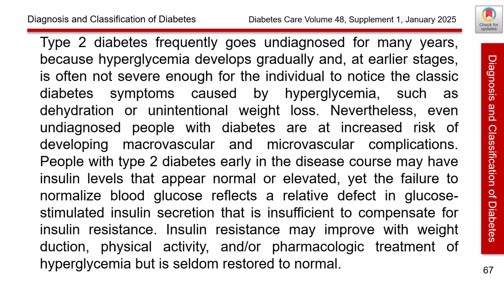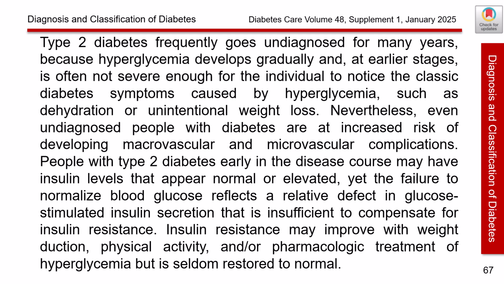Type 2 diabetes frequently goes undiagnosed for many years because hyperglycemia develops gradually and, at earlier stages, is often not severe enough for the individual to notice the classic diabetes symptoms caused by hyperglycemia, such as dehydration or unintentional weight loss. Nevertheless, even undiagnosed people with diabetes are at increased risk of developing macrovascular and microvascular complications.